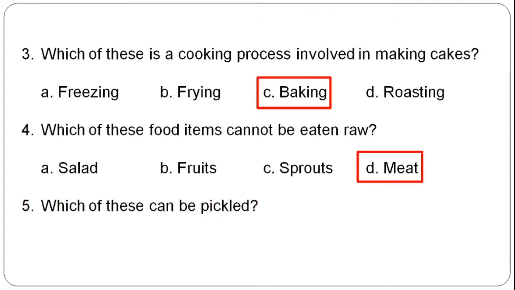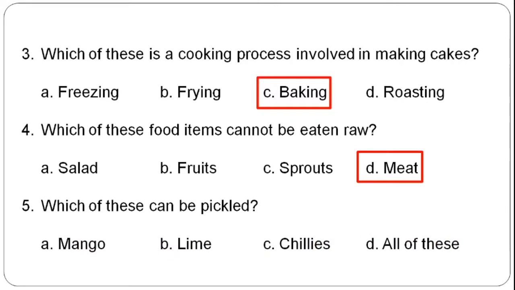Now, fifth question. Which of these can be pickled? Your options are A. Mango, B. Lime, C. Chilies and D. All of these. Well, we can pickle all of these, isn't it? There are pickles available of mango, lime, chilies. So the answer will be all of these.